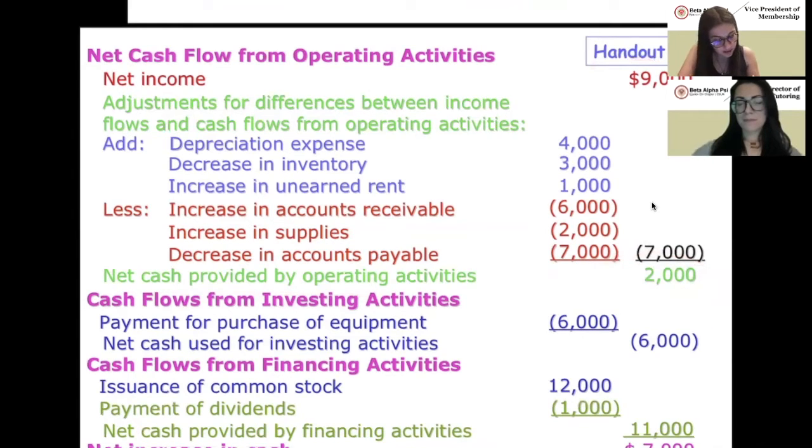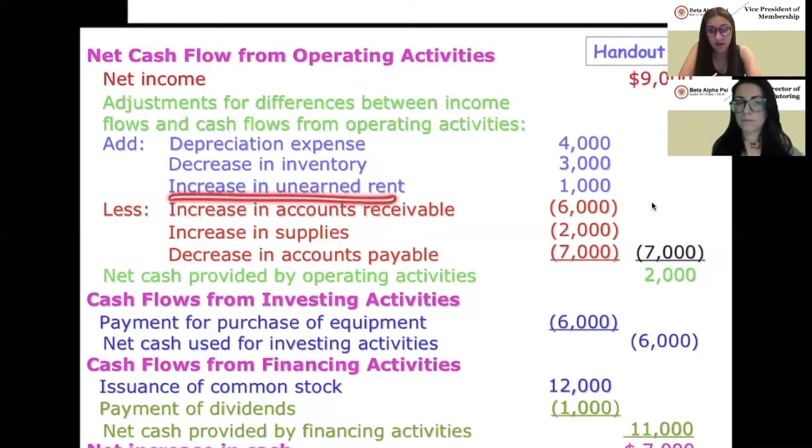Okay, so things that we need to add in. We need to add in our depreciation expense. We subtracted this expense from our income on an accrual basis, but there was no cash involved with this. It was a debit to depreciation expense and a credit to accumulated depreciation. So on a cash basis, depreciation expense is not recorded. So we need to add back that expense that was subtracted from our accrual basis. Now our decrease in inventory, we lowered our inventory, but there was no cash involved in that transaction. So that decrease that we made on accrual basis, we need to add that back in for our cash basis.